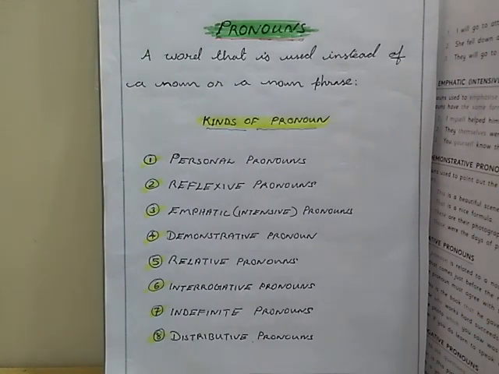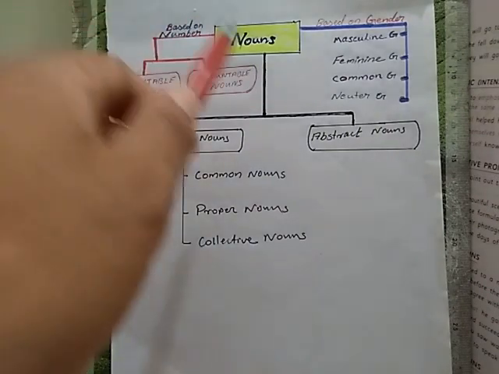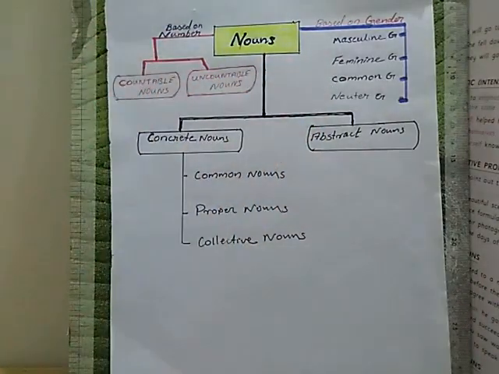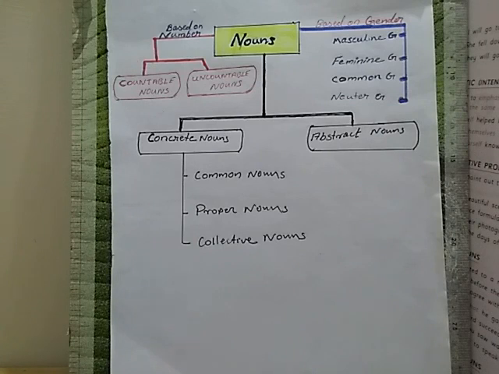Okay, then we have seen gender: masculine gender, feminine gender, common gender, neuter gender. All these things we have seen. Masculine gender means nouns that are the names of males, and feminine gender means the nouns that are the names of females. Masculine gender, for example, boy, king, lion, and feminine gender, girl, queen, lioness.